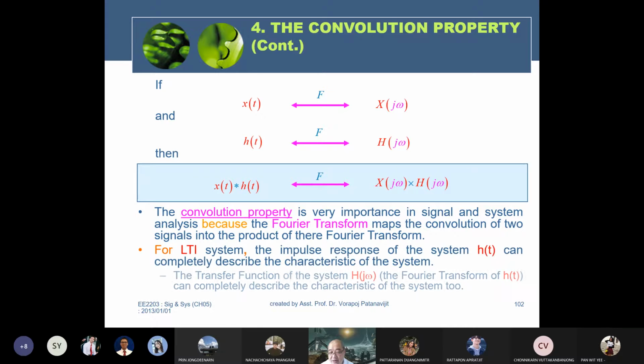For the LTI system, the linear and time-invariant system, the impulse response of the system h(t) can completely describe the characteristic of the system. Therefore, the transfer function of the system H(jω), which you compute from the impulse response as the Fourier transform of h(t), can completely describe the characteristic of the system too. If you know the impulse response and the input, you can find the output by convolution in the time domain or by a simple multiplication in the Fourier transform domain.